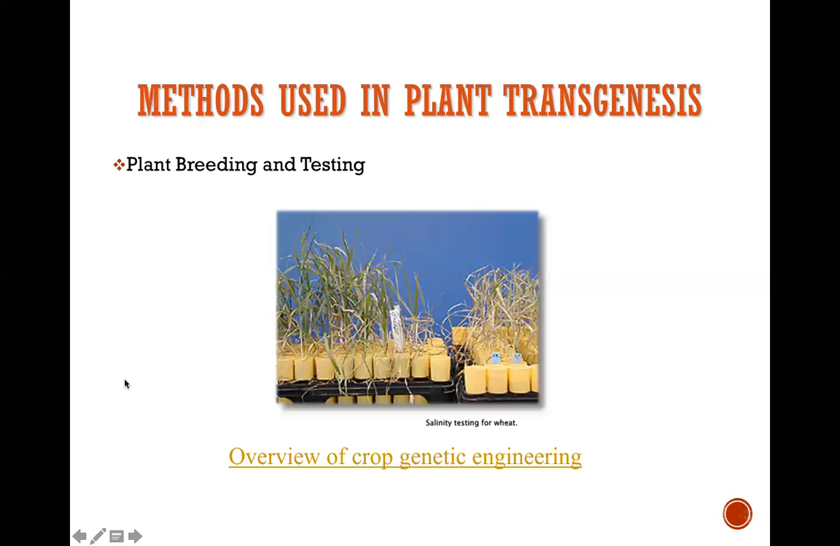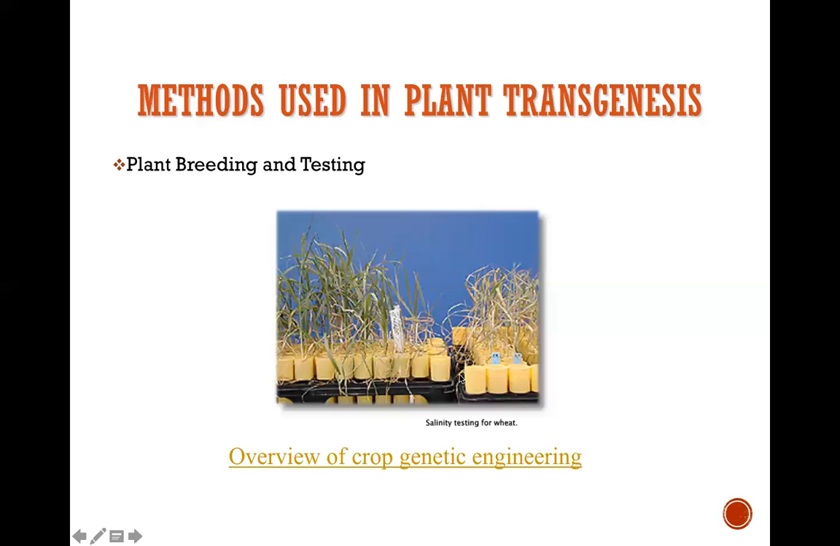Now, once the plant has been transformed with the gene of interest, there is a whole process of testing and evaluation. Whether we're talking about plant breeding or using genetic engineering, there's a phase of testing that looks at the traits being passed along into the new plant's genome.